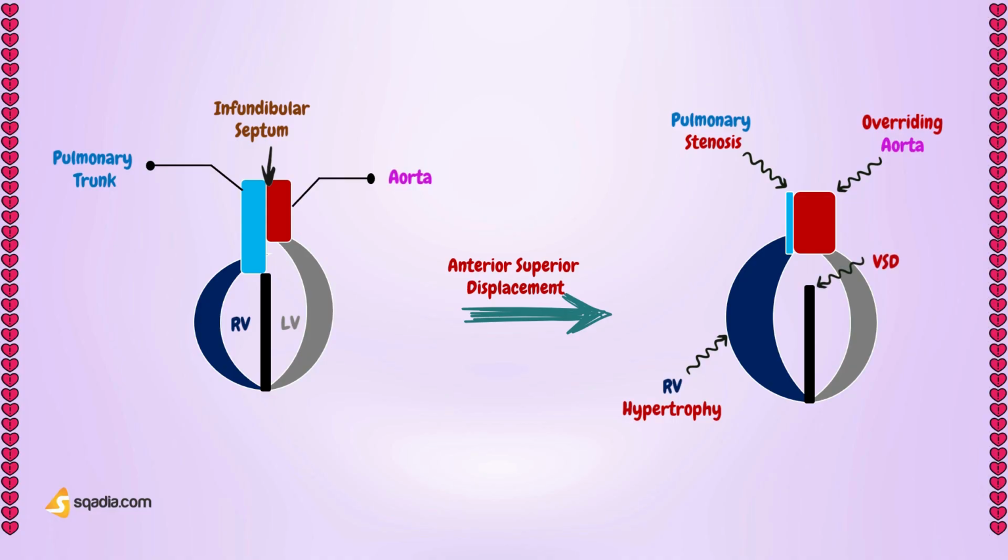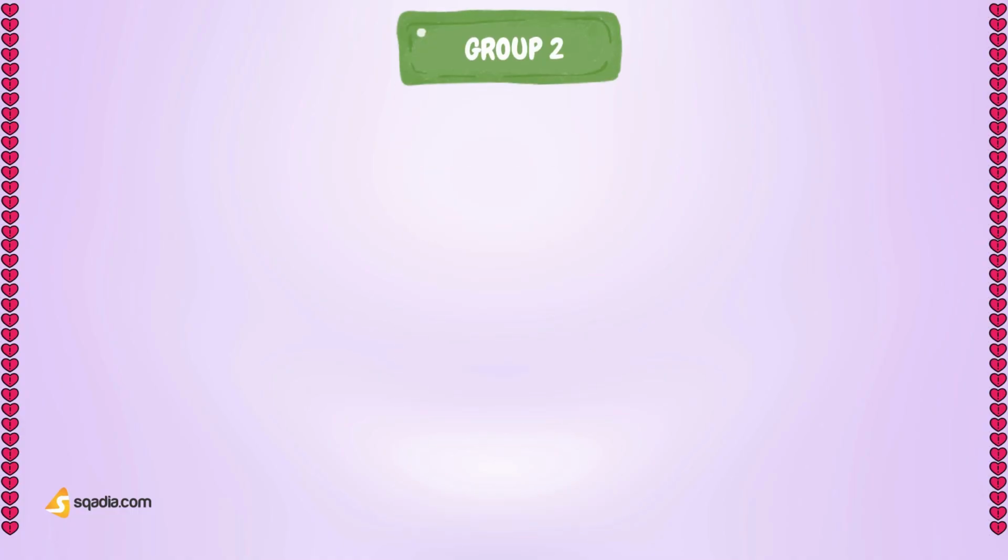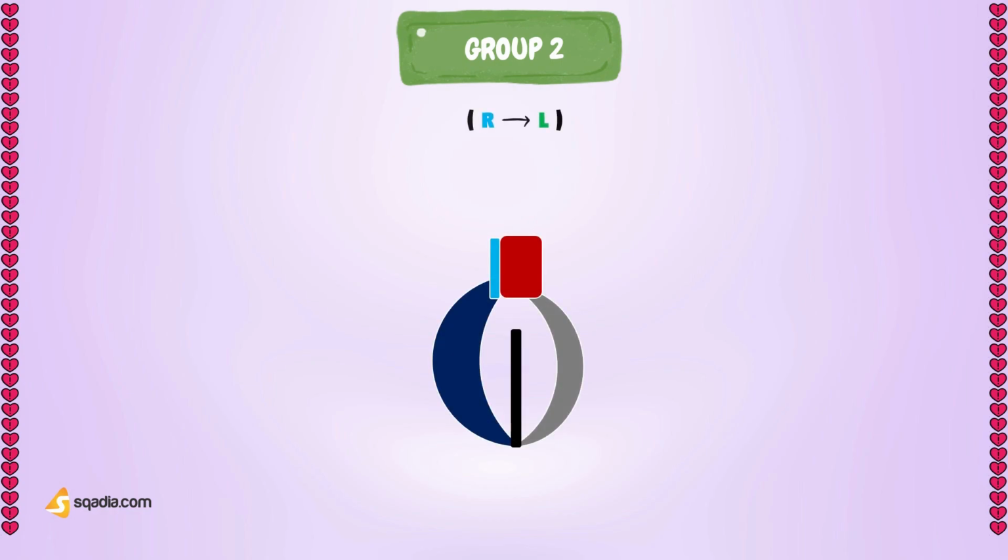Sir, as you said, Tetralogy of Fallot is a cardiac abnormality that belongs to the second group, causing right-to-left shunt. Then, how does right-to-left shunt occur? Well, that's a very good question. As there is pulmonary stenosis and right ventricular hypertrophy, both of these factors are causing increased pressure of the right atrium. That results in right-to-left shunt.